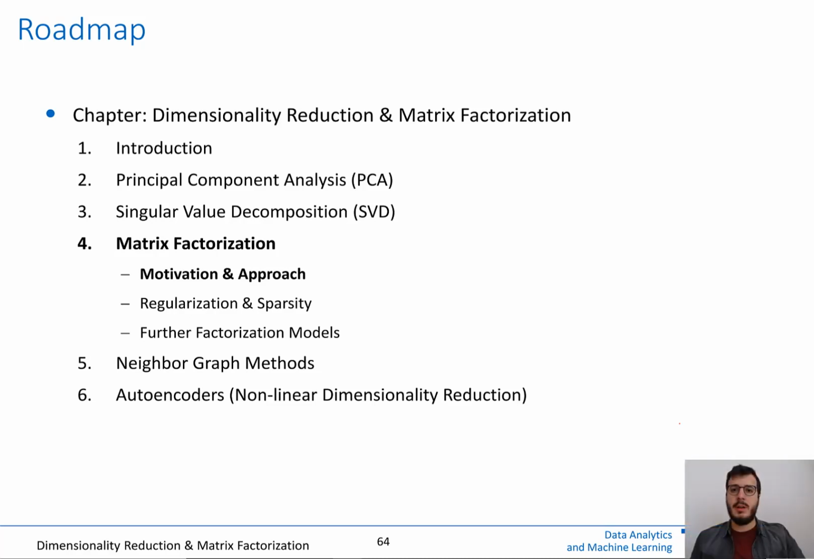Welcome back to the machine learning lecture. This week, we continue our discussion on dimensionality reduction and matrix factorization techniques.